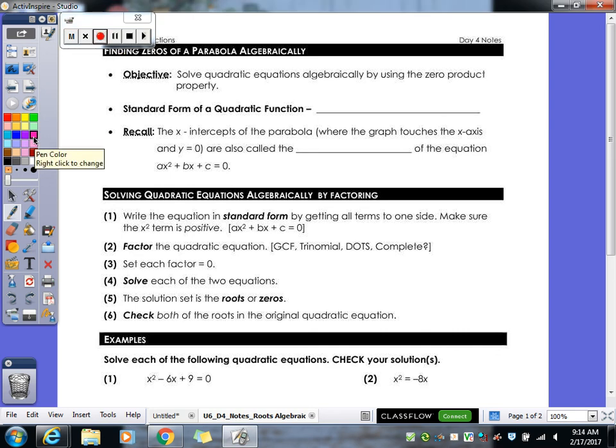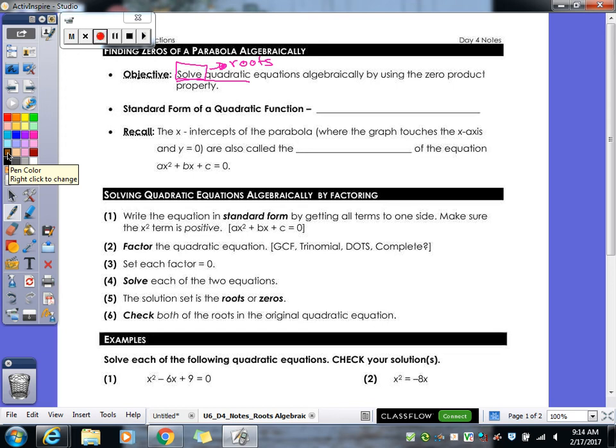So we're finding the zeros of our parabola algebraically. The objective is to solve the quadratic. That's the whole point of graphing, to be able to solve your quadratic. Whenever you see the word solve, that means find your roots. That's what they're looking for when they ask you to solve something.